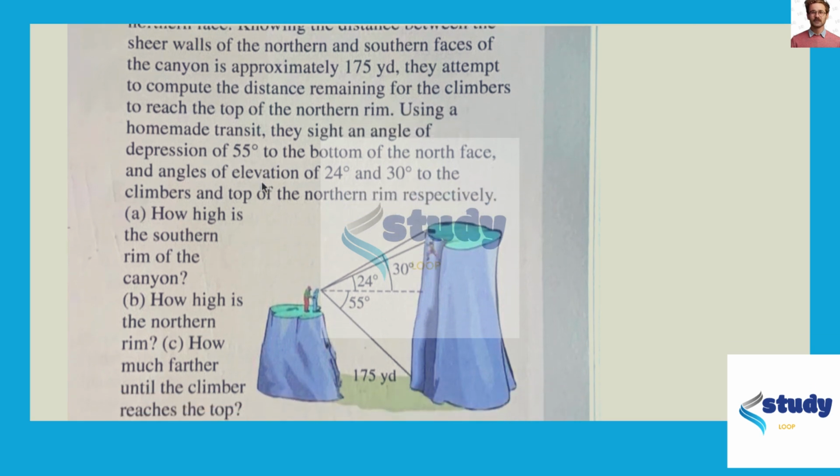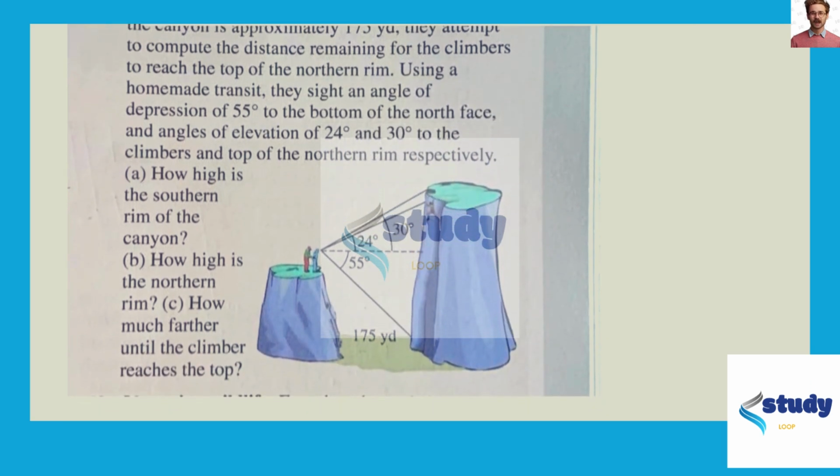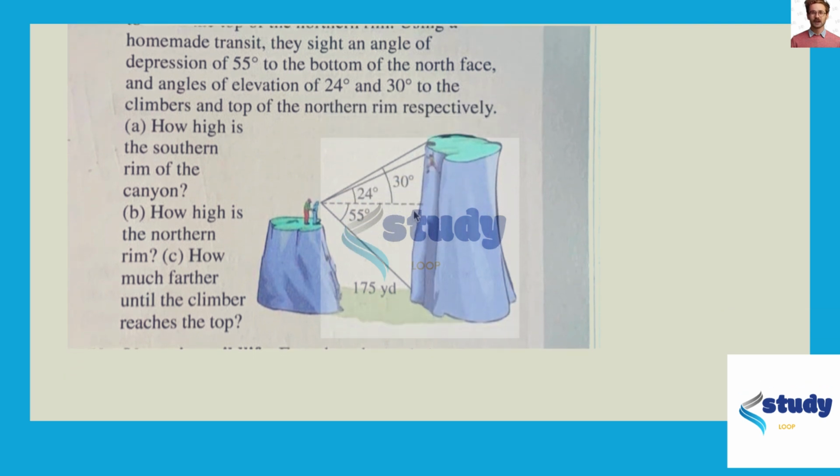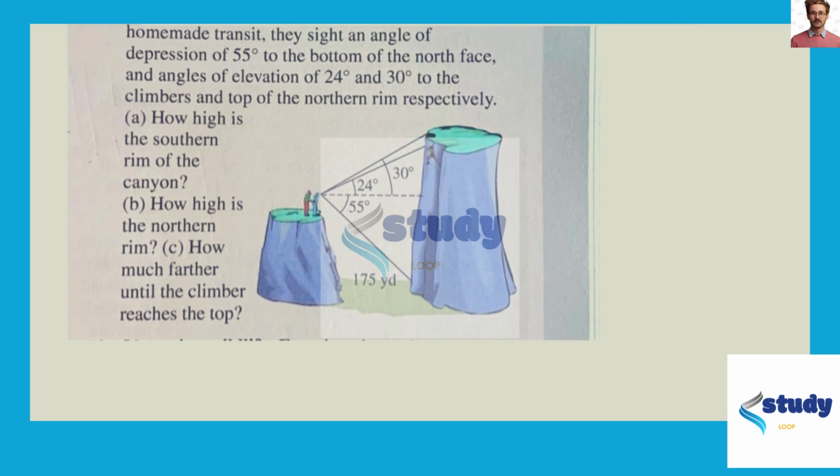Using a homemade transit, they cite an angle of depression of 55 degrees to the bottom of the north face, and angles of elevation of 24 and 30 degrees to the climbers and top of the rim respectively. First, how high is the southern rim of the canyon?